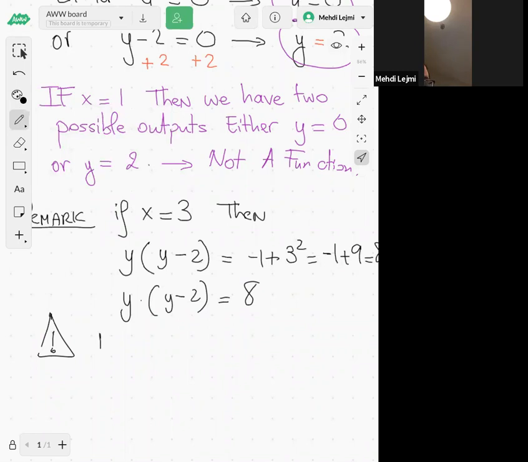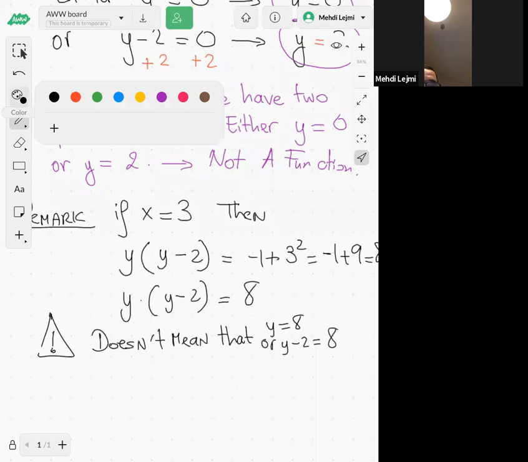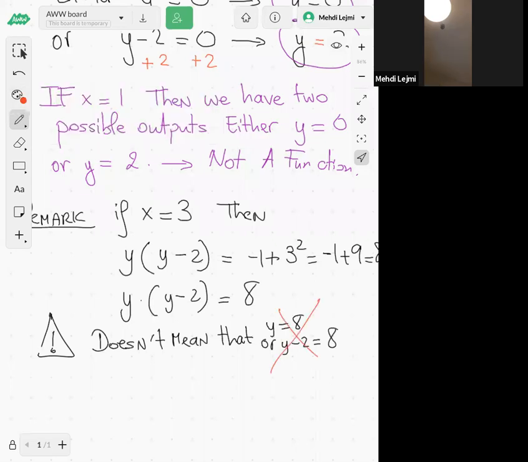This doesn't mean that y is 8 or y minus 2 is 8. That's not true. It only works for 0. When you have a product of two numbers equal to 0, then one of the numbers is 0. But if it's not equal to 0, then you cannot use this trick.